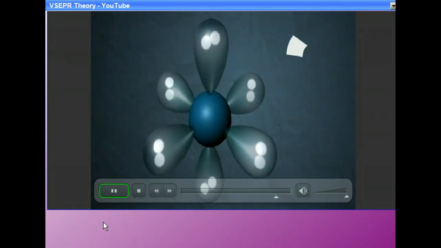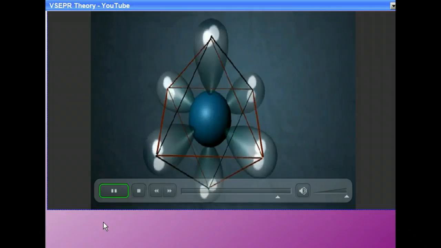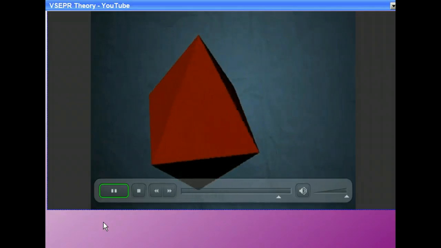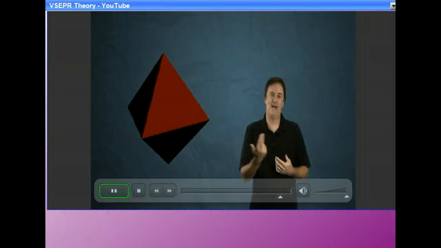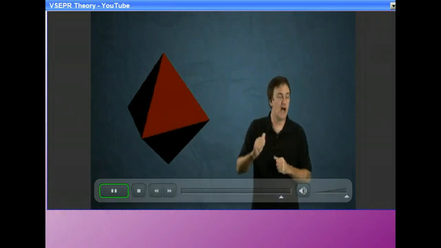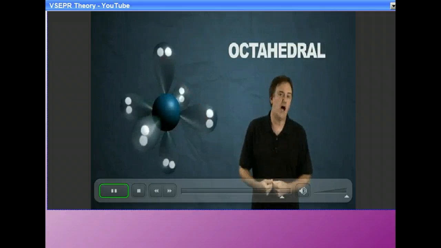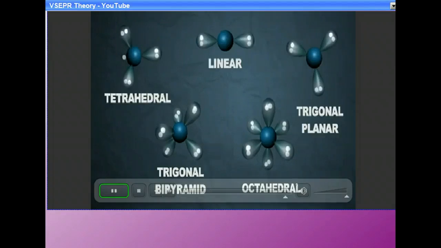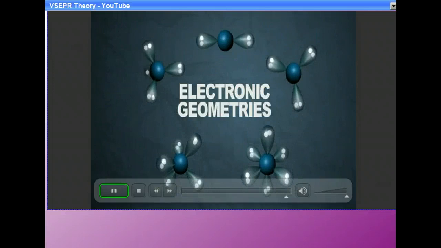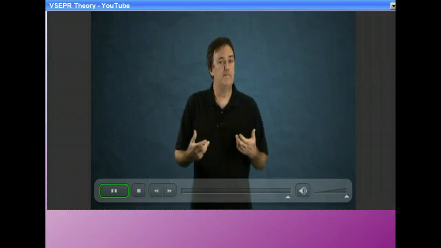You might go, why is it octahedral when there's 6? Well, if you take every point and make a line, you get a closed three-dimensional object with a total of 8 sides. An 8-sided enclosed figure is an octahedron, and so we call it an octahedral geometry. So those are the other 2 that are part of VSEPR theory. When you put all 5 of those together, you've got all 5 of what we call our electronic geometries around a central atom. And that is at the heart of VSEPR theory.